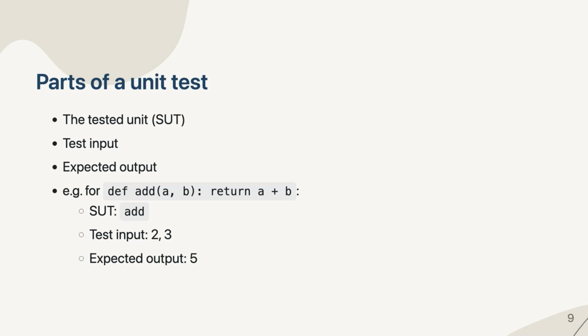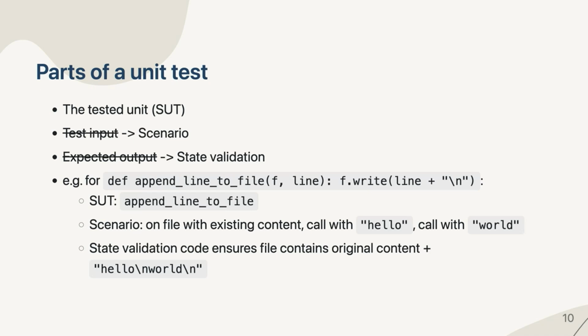Usually this is a bit simplistic. So the system under test is still a system under test, but we have some sort of scenario. We have a state validation, which checks that the state after running that scenario is something we expect. So for example, a more complex example would be append line to file. We have this function, we have this existing file, and we added to it a few lines, and then we make sure that the state after running the function would be the original data in the file, and then these two extra lines.